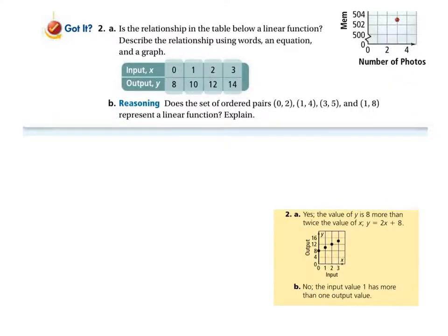Alrighty, so your second one. Is the relationship in the table below a linear function? Describe the relationship using words, an equation, and a graph. So this one doesn't really give us much information. It just gives us a graph. So 0, 8, 1, 10, 2, 12, 3, 14. So you got to kind of describe it.